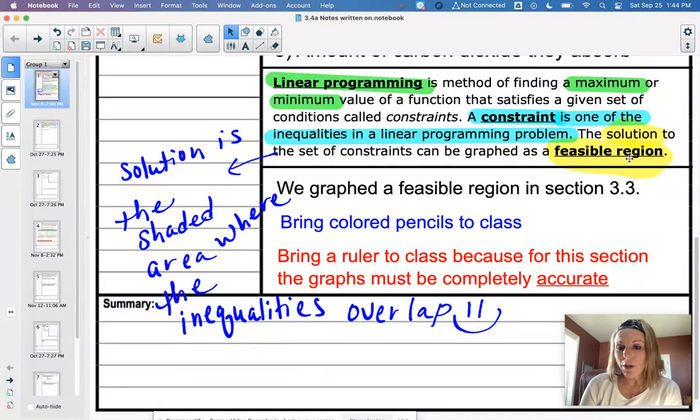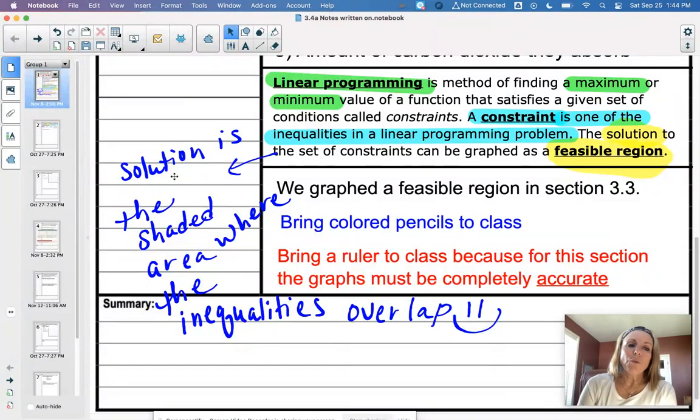So in section 3.3, when we were solving a system of linear inequalities, that's what we were doing. Remember, we would shade above the line, below the line. And where the shadings overlapped, that was our solution. I had you shade it in really dark. That is called a feasible region. The inequalities in 3.3 that we were graphing, they are called constraints.